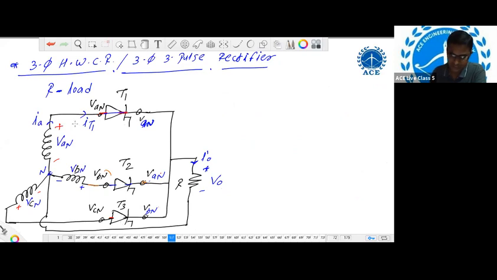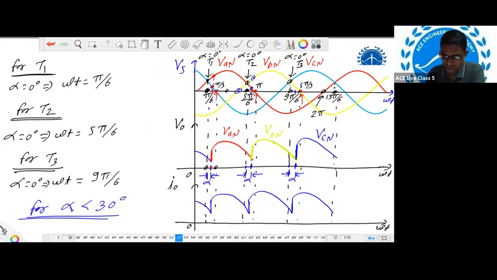Okay, so here these points are important. Alpha equal to 0 degree for thyristor T1, alpha equal to 0 degree for thyristor T2, alpha equal to 0 degree for thyristor T3. How did we identify these points? If you check the continuous conduction, as I said, at a time only one thyristor will be in on state, right?